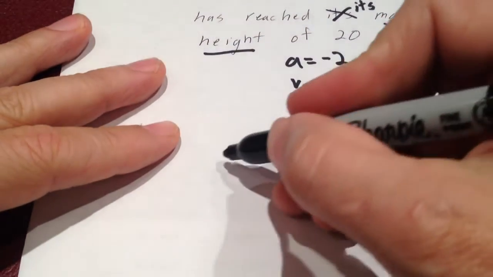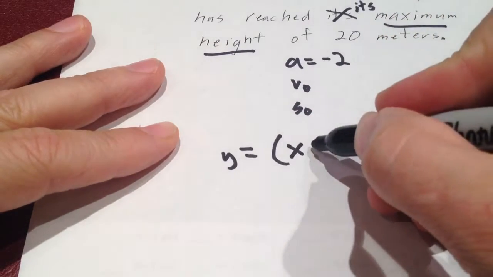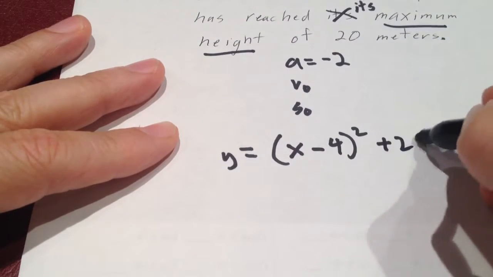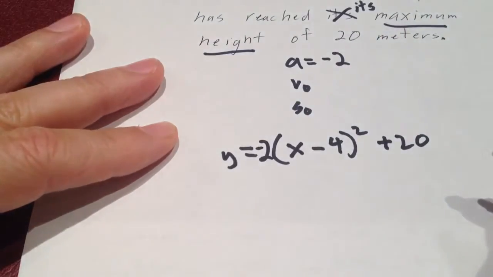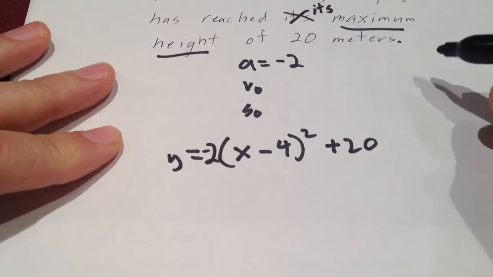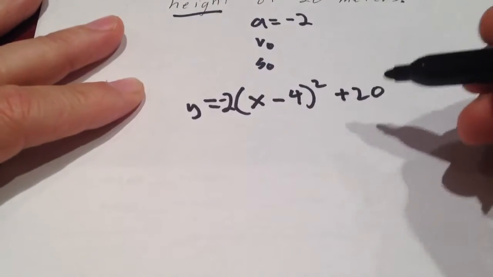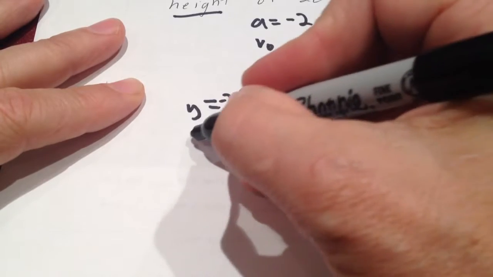So the way you figure that out is you're like, well, y equals x minus 4 squared plus 20. I got to remember to put my a in, which is -2. And then if I want to work backwards to figure out these two values, I can plug in, I can expand it.